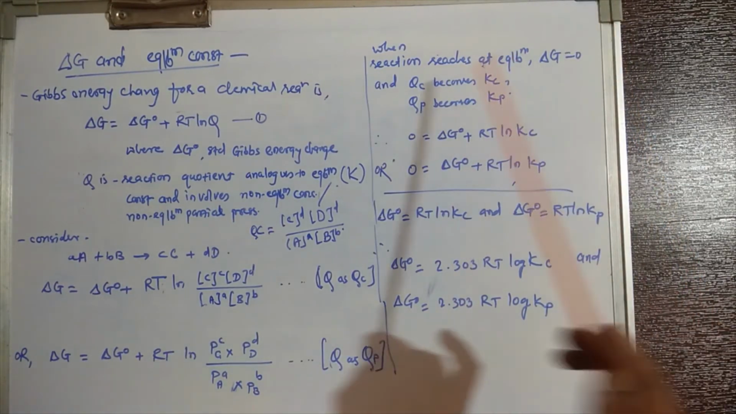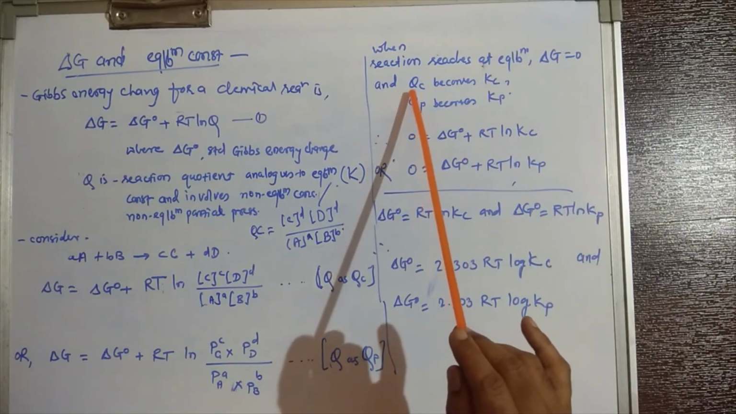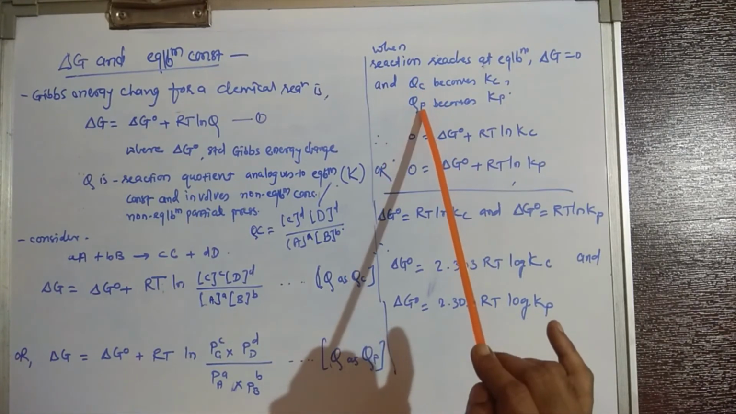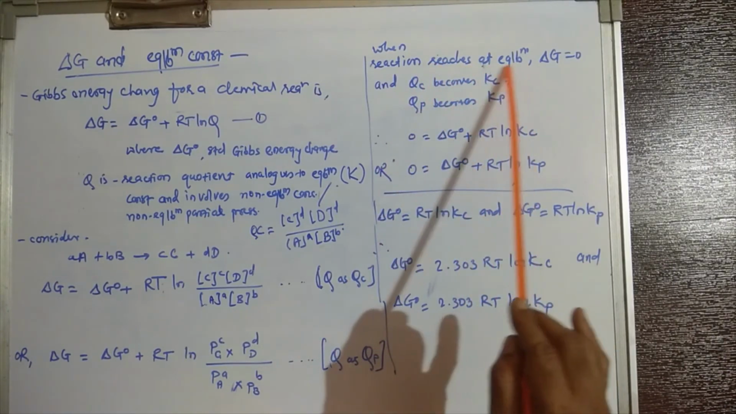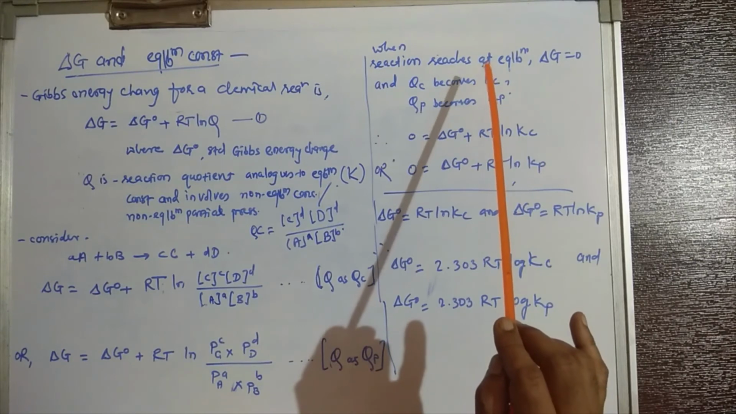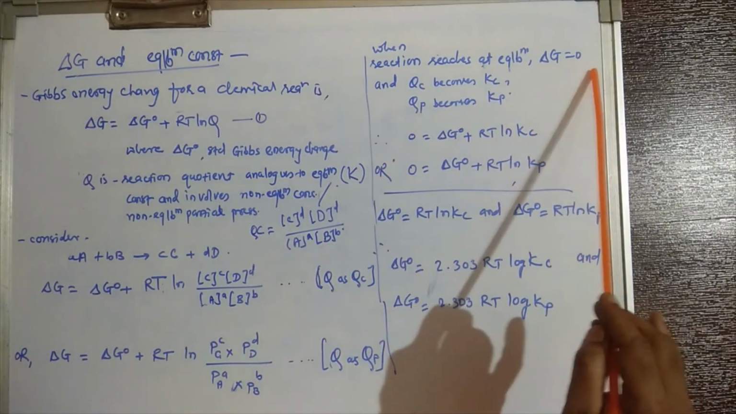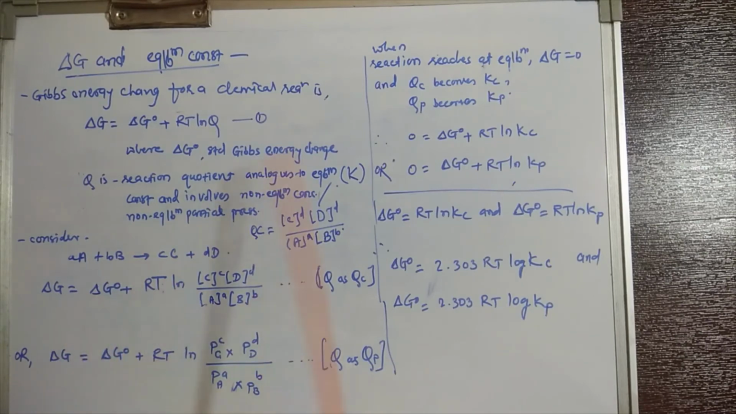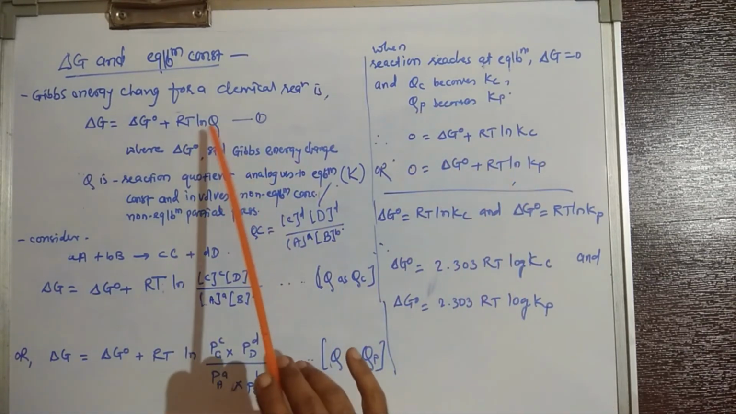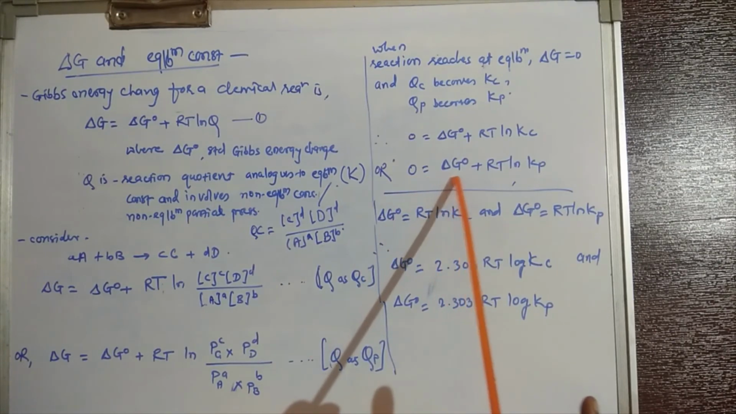Okay. Now when the reaction reaches equilibrium, then delta G becomes 0, and Qc becomes Kc, because Qc and Qp are non-equilibrium concentrations and partial pressures. If it is equilibrium condition, then we take Kc and Kp, the equilibrium constants. Now as delta G is 0, the equation changes to 0 is equal to delta G naught plus RT ln Kc. Another, in terms of partial pressure, 0 is equal to delta G naught plus RT ln Kp.